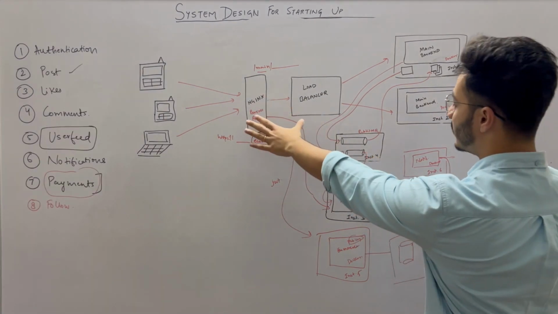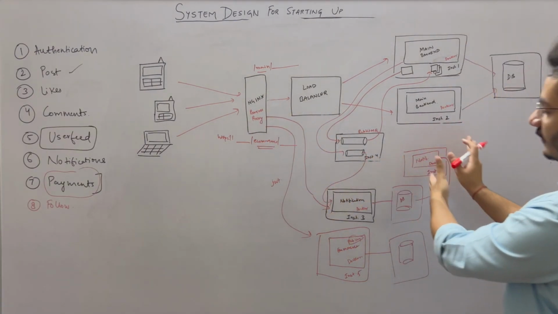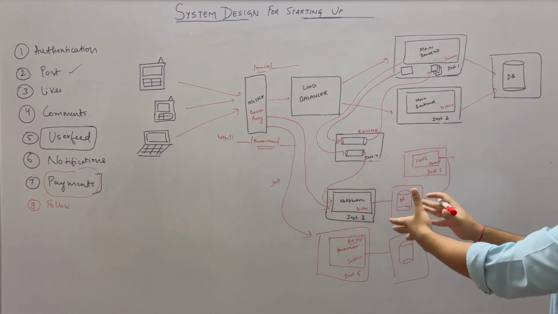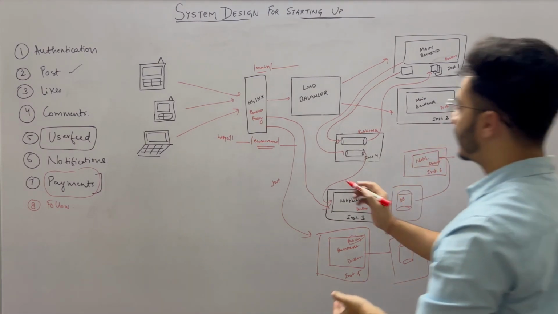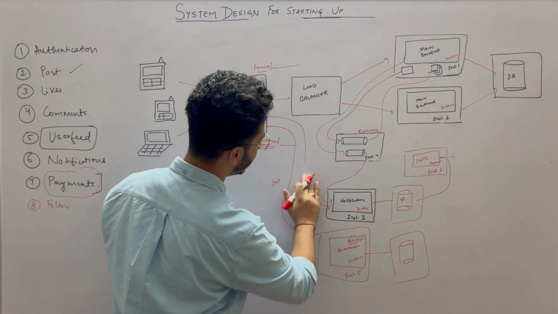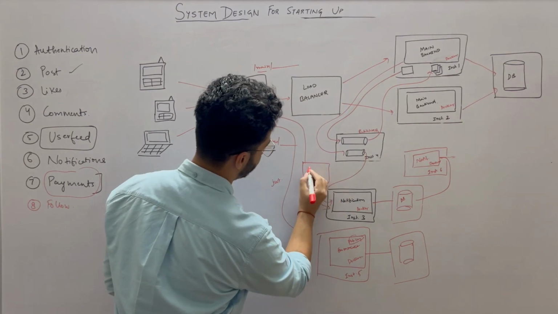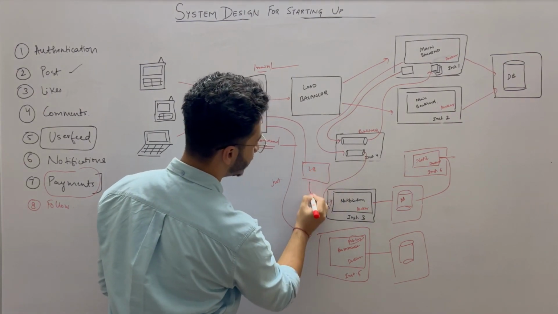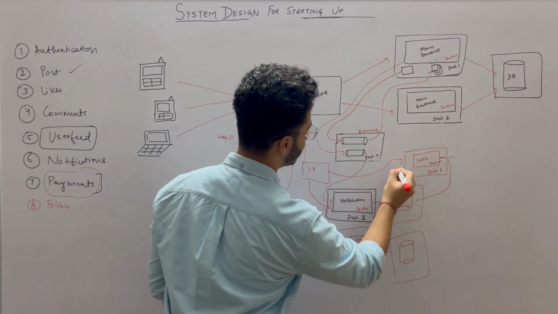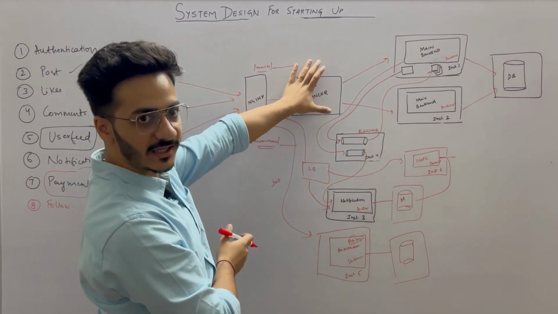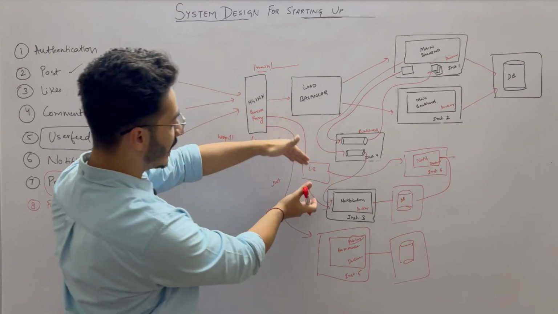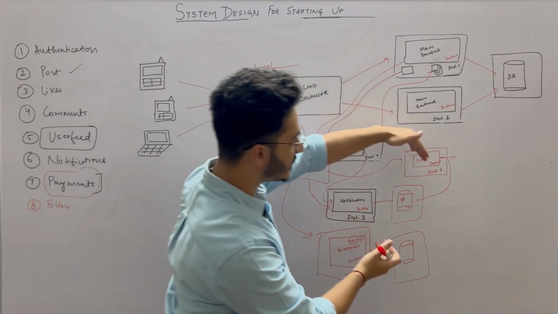Now how will this reverse proxy know to which notification service it has to forward that? So you again have to use a load balancer here. Let's name it load balancer to route the traffic to this and this. Similarly, we were using a load balancer here also, right? So we will have to use a load balancer here also to route the traffic between these two instances.